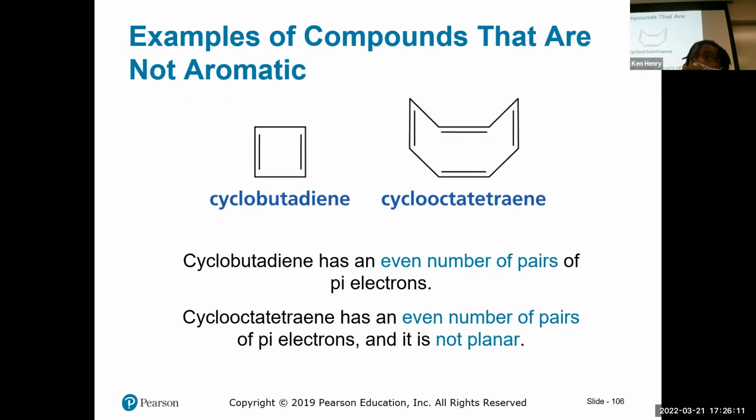So these guys are not considered to be aromatic. So cyclobutadiene or cyclooctatetraene. Neither of those are, because they're going to have even pairs of pi electrons. So they have to have odd pairs of pi electrons for them to be considered to be aromatic.